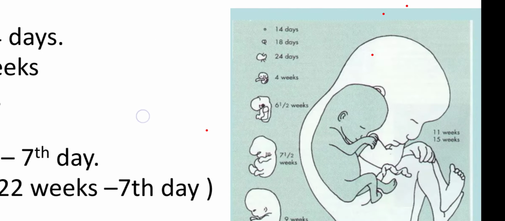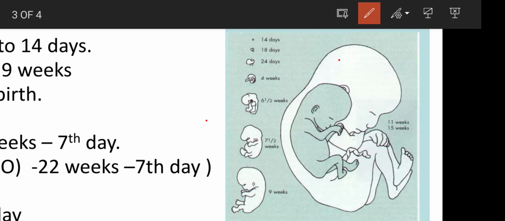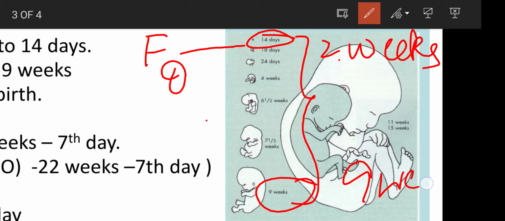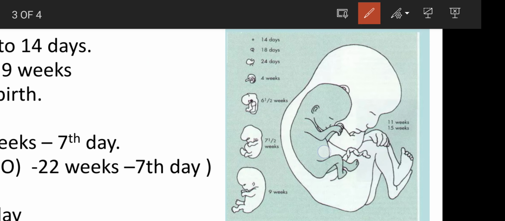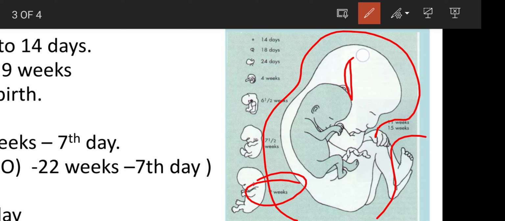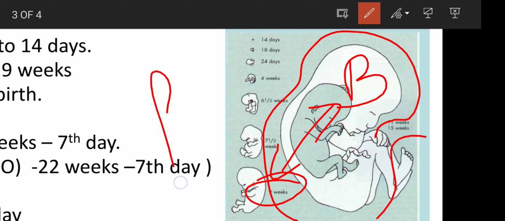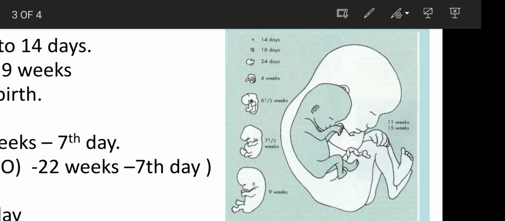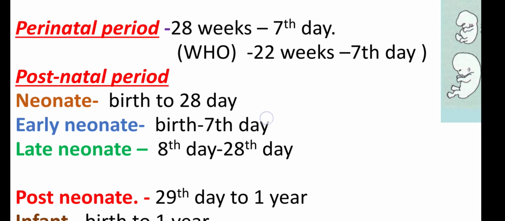Prenatal period, guys: from fertilization to 14 days, it is considered to be ovum. From 14 days, that is 2 weeks, to 9 weeks, it is considered to be an embryo. And lastly, we have fetus, when it is from 9 weeks until birth. Okay, so prenatal period is clear. Now we're moving on to perinatal period.